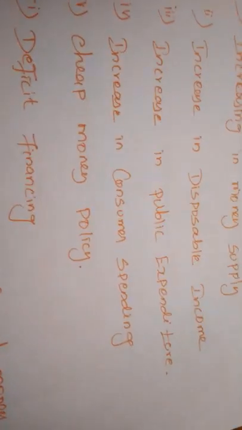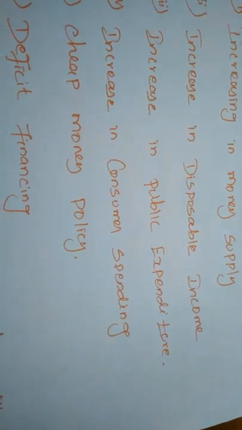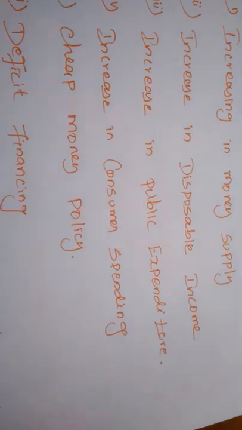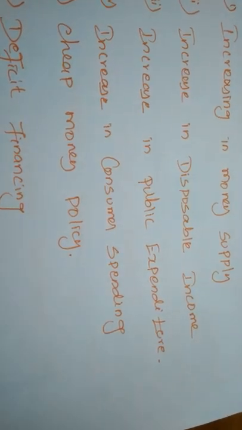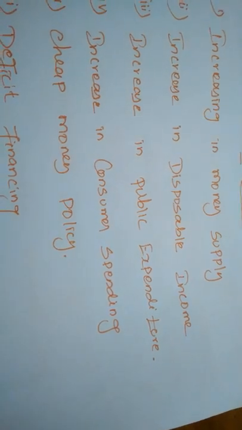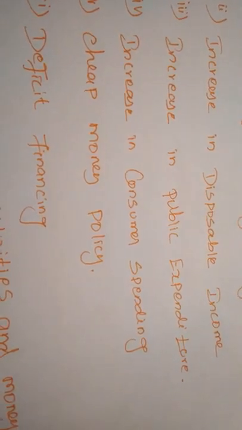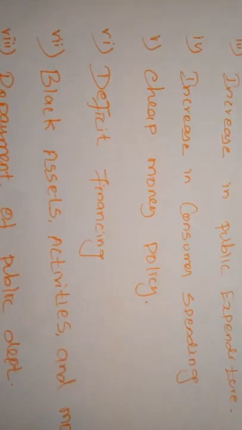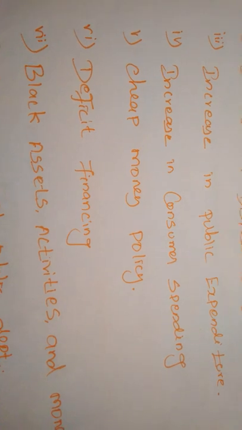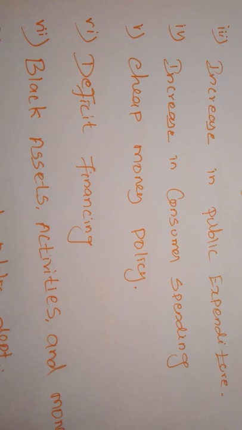Next, increase in public expenditures. Whenever the government provides more public expenditure to the people, they are relieved from their own expenditure, and then they will have more chance to spend money. Next, increase in consumer spending. It is a normal amount of consumption, and then automatically demand will be created. Next, cheap money policy. Cheap money policy means all the people will have the chance to borrow money from the bank at a low rate of interest.